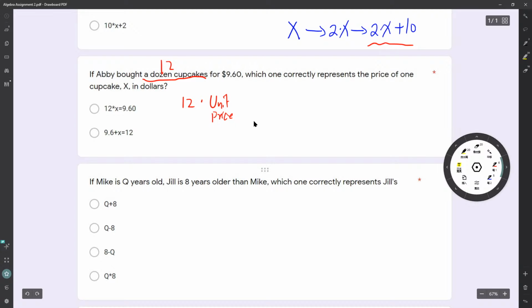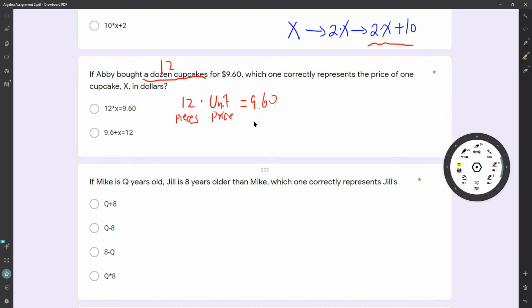And the 12 is 12 pieces. Right, the 12 pieces, and that's $9.60. So this is basically telling us 12 pieces times the unit price, and the total price is $9.60. This seems to be telling us what's happening here. So this actually represents the situation.